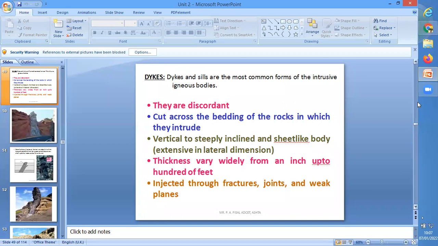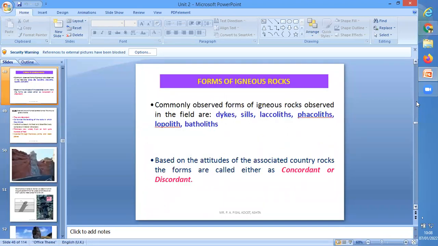So good morning once again, and it's time to start our lecture. In the last lecture, we started the forms of igneous rock. The size and shape of the igneous rock is considered as a form. In the form, there are two types: one is the concordant, and the second one is the discordant type.